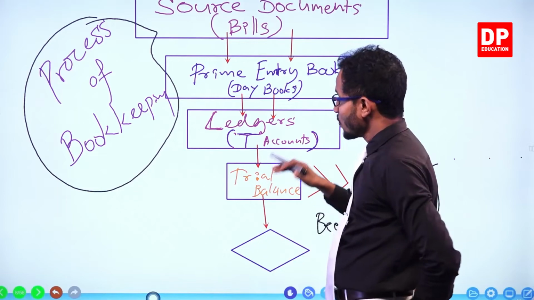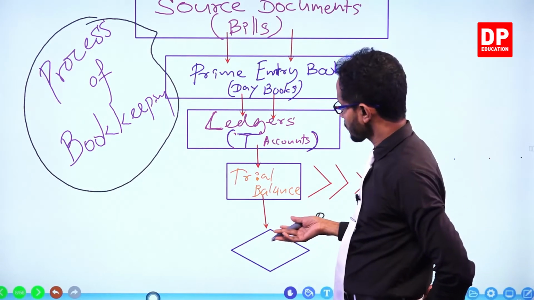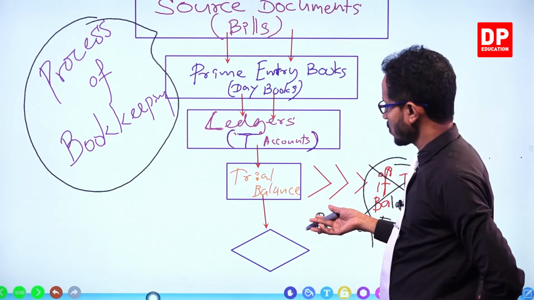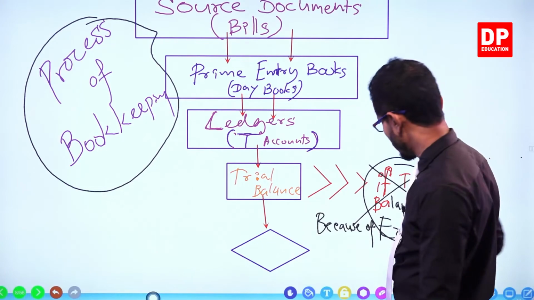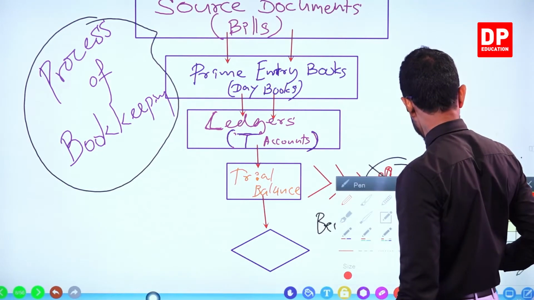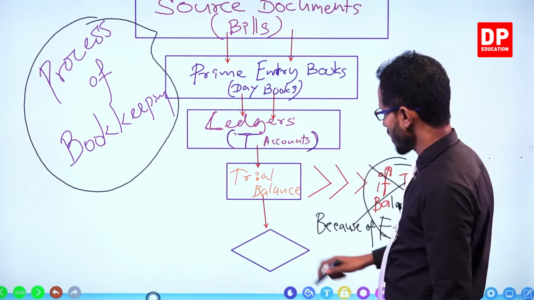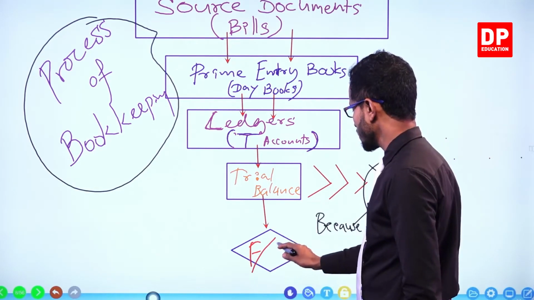Children, when this bookkeeping process is done in any business, okay, the last step is blank. We didn't do the last step. What is the last step? The last step here, it's blank. Last step is financial statements.